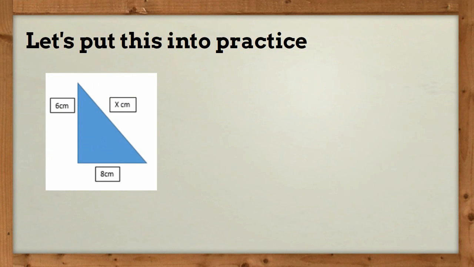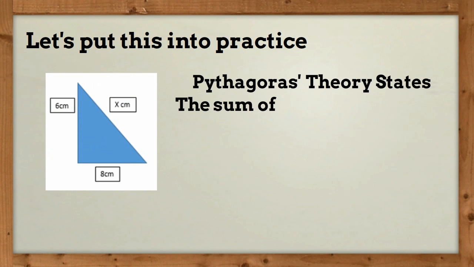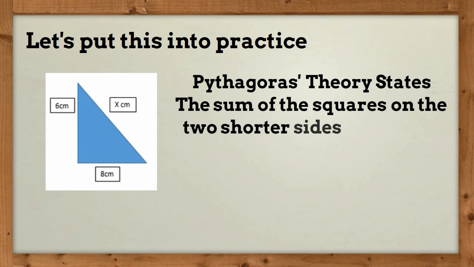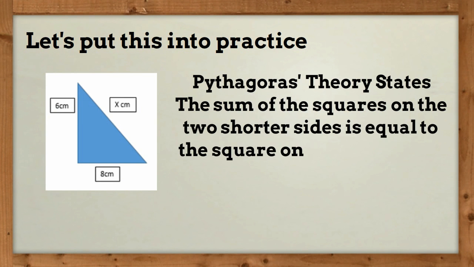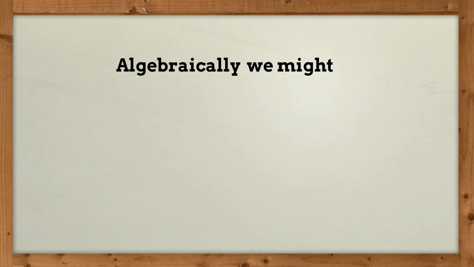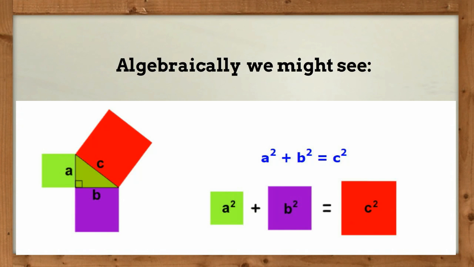We need to see how this works. Remember, the squares on the two shorter sides total the square on the longer side, also known as the hypotenuse. Algebraically, we might see this: a squared plus b squared equals c squared.